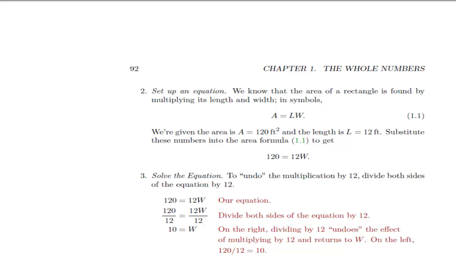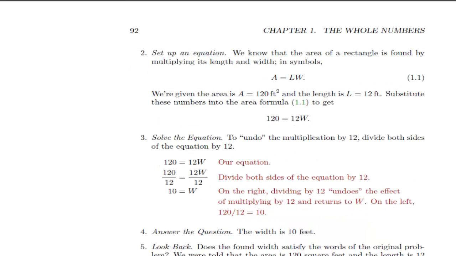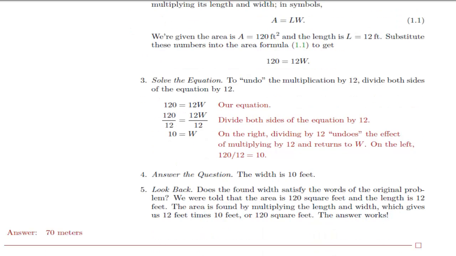Step 3, solve this equation. To undo the operation of multiplication by 12, divide both sides of the equation by 12. So take the original equation, divide both sides by 12, then on the right, dividing by 12 undoes the effect of multiplying by 12 and returns W. Then on the left, 120 divided by 12 equals 10. So the answer to the question, the width, is 10 feet.